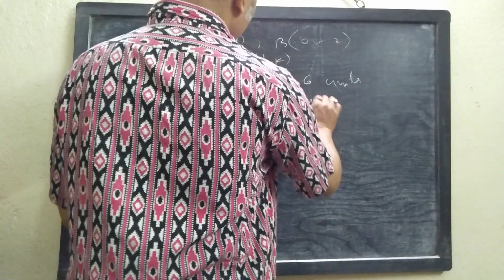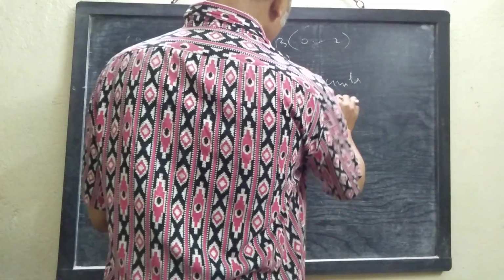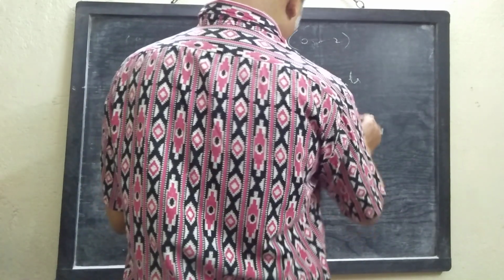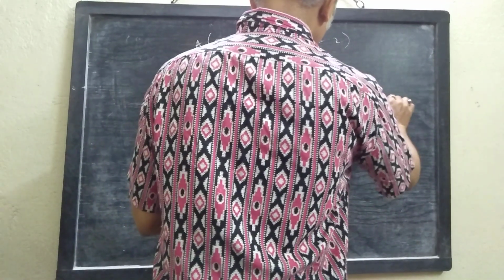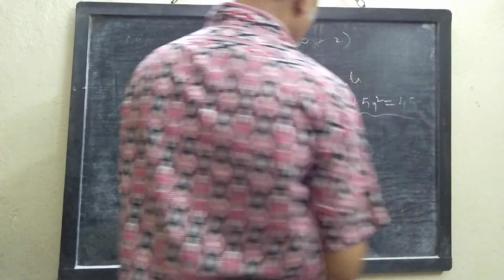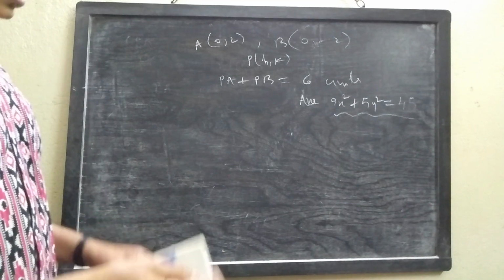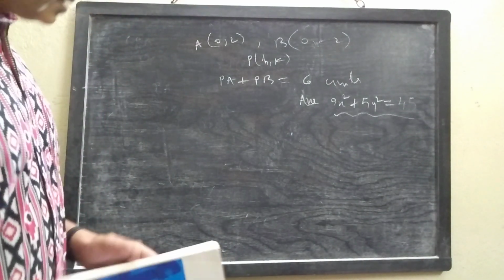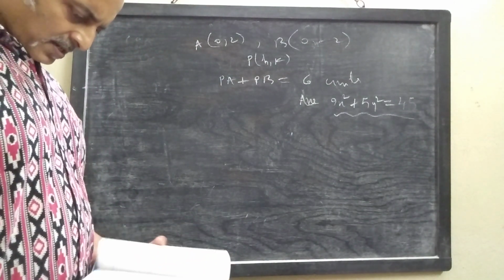Answer will be 9x square plus 5y square equals 45. Look, this is the equation of an ellipse. You will learn it later. This is an ellipse.